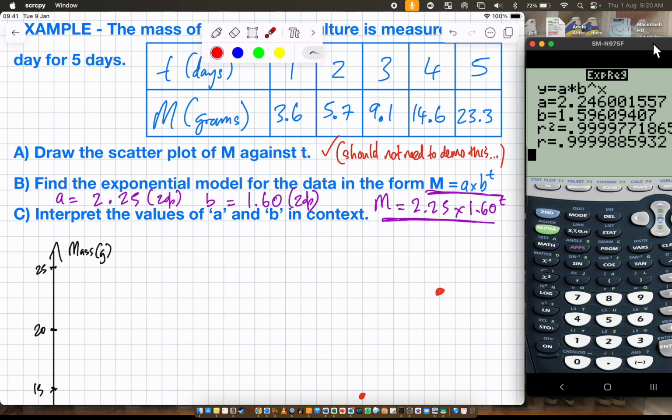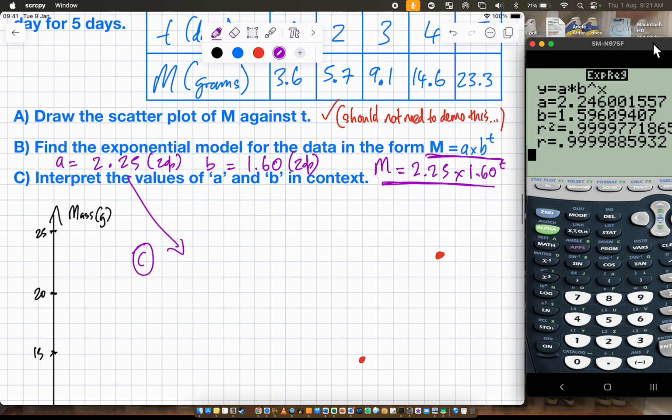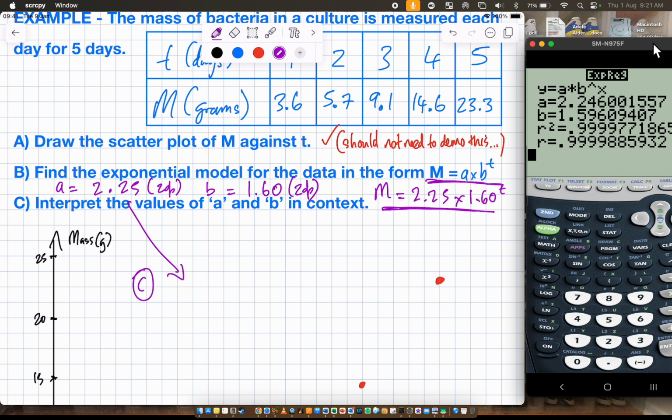Can we do some interpretation of the values of A and B in context? So what is the 2.25 telling you about the bacteria? What was A? A was the y-intercept, the starting amount. So what was the starting mass of bacteria according to this model? 2.25. The starting mass was 2.25 grams.